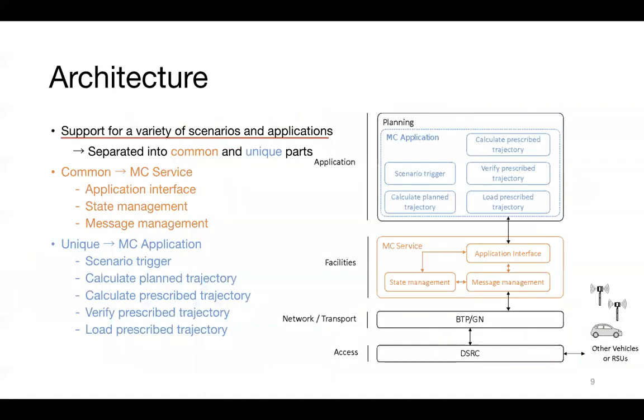Next, I explain the system architecture of MCM. We designed the architecture so that it can be used for various situations, such as lane change, the intersection, and the lane merge. Therefore, we separate the functions commonly required for maneuver coordination as the MC service, and the functions required individually as the MC application, in order to correspond to each scenario or application.